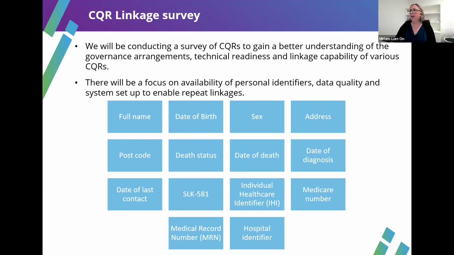So in the technical advice stream, we are planning an upcoming survey as one of our first activities of clinical quality registers. The purpose of the survey is to better understand the governance arrangements, the technical readiness and linkage capability across different clinical quality registers. The survey will focus on the availability of person identifiers and the quality of the data and the system setup and whether it would support repeat linkages. So this includes assessing whether a registry collects key identifiers, and I've put a couple of those on this slide just so you understand what I'm talking about when I refer to person identifiers.